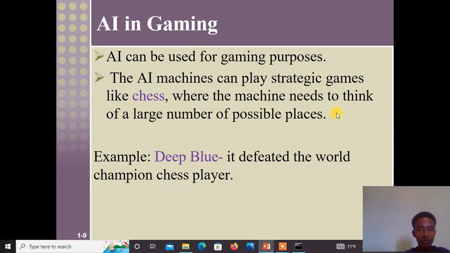Artificial intelligence in e-commerce. So another one is artificial intelligence in gaming.